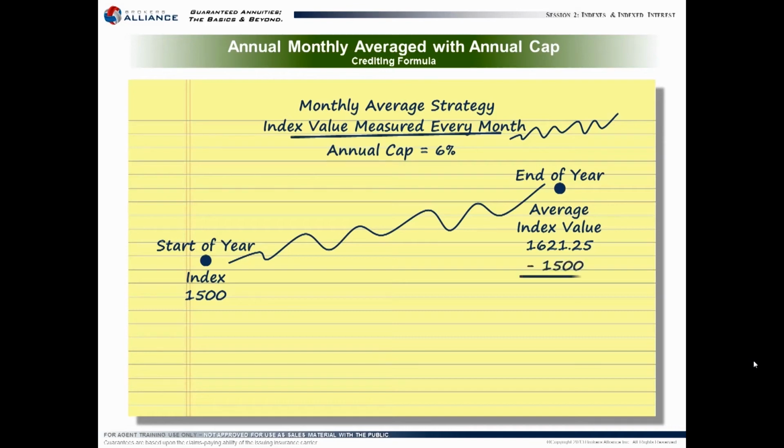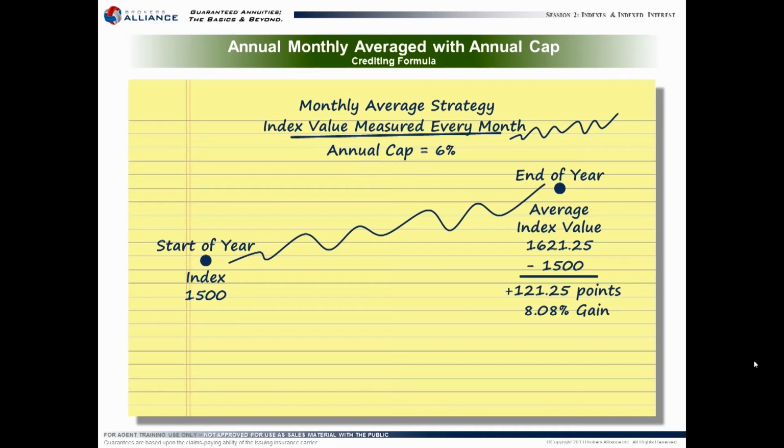Well, a little more math here. We take that average value and we subtract from it the starting value in the index, which again, as we can see here in our hypothetical, was 1500. Well, that's a positive change, or a gain of 121.25 points in the index for this year. Well, we convert that to a percentage gain. In this case, it's 8.0% gain.